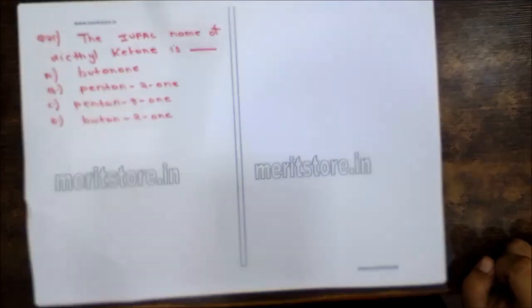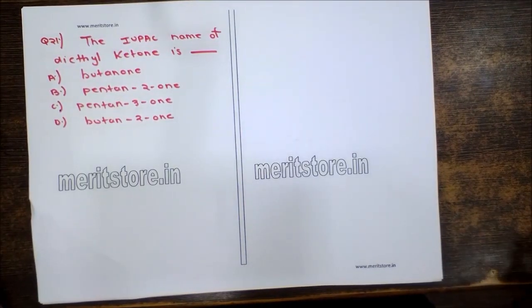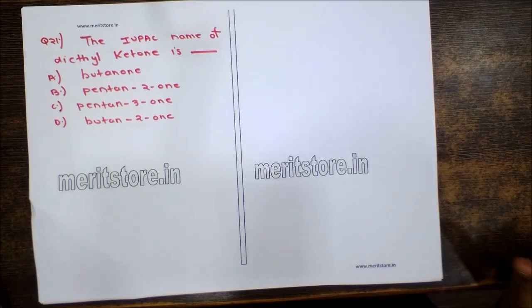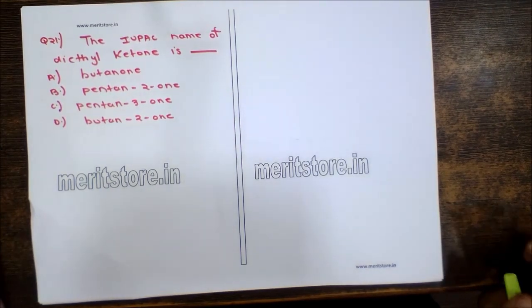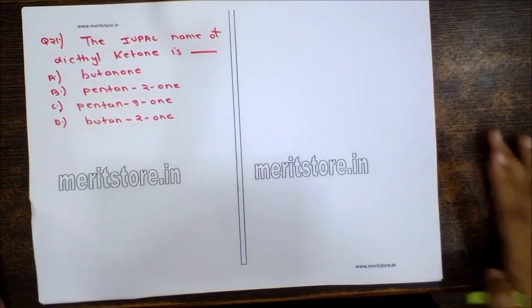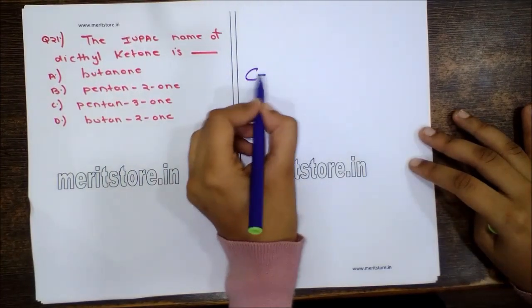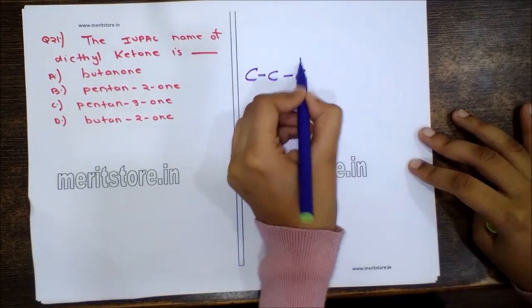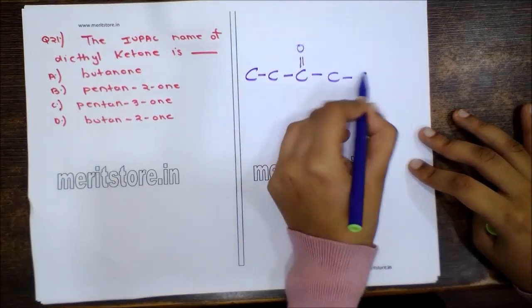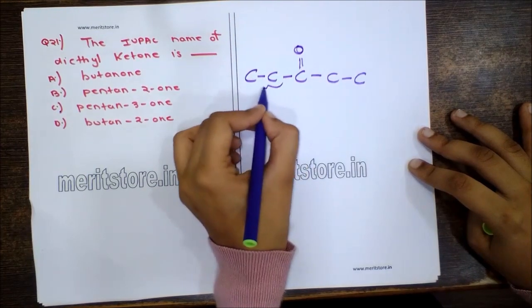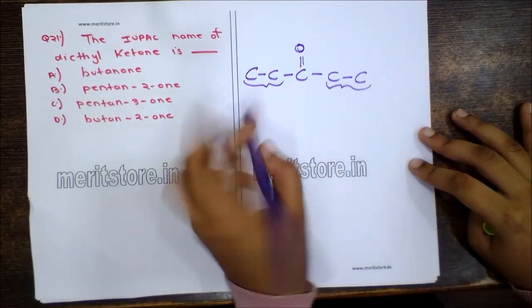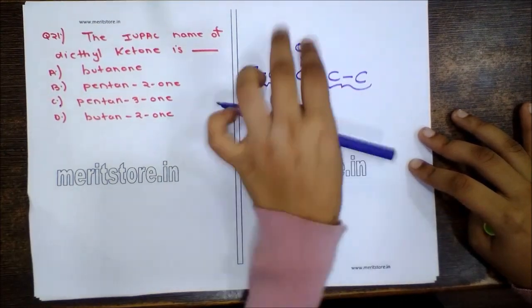Question 21. The IUPAC name of diethyl ketone is A. butanone, B. pentane 2-one, C. pentane 3-one, D. butane 2-one. So first we will make a diethyl ketone. A diethyl ketone is ethyl from this side and ethyl from this side. This is my diethyl ketone. This is my one ethyl. This is my another ethyl. 2 ethyl groups, therefore diethyl, and this is my ketone.